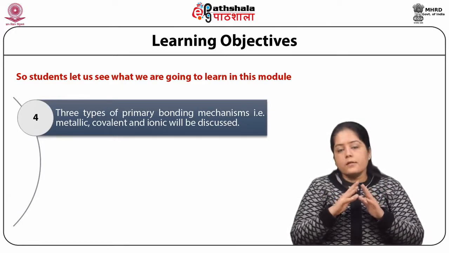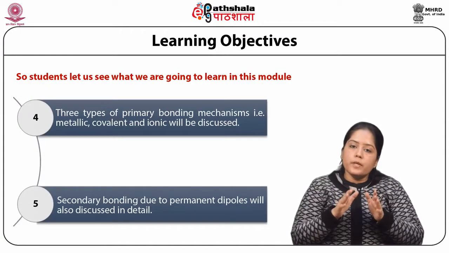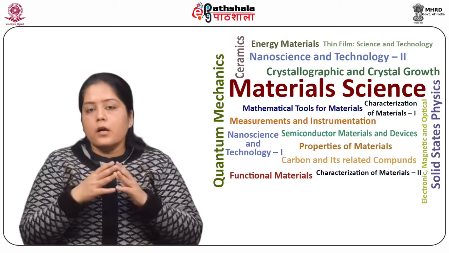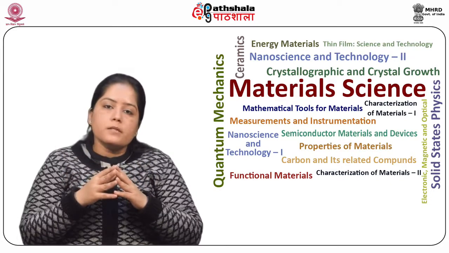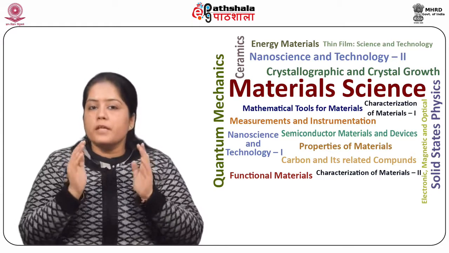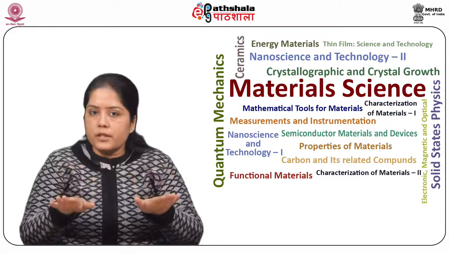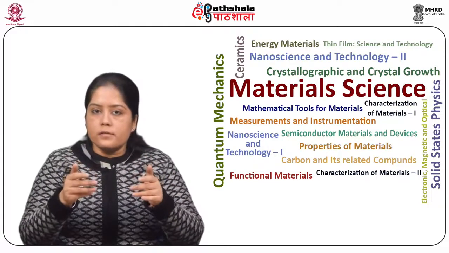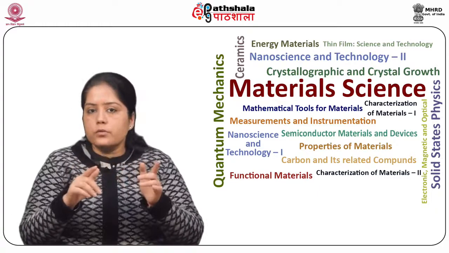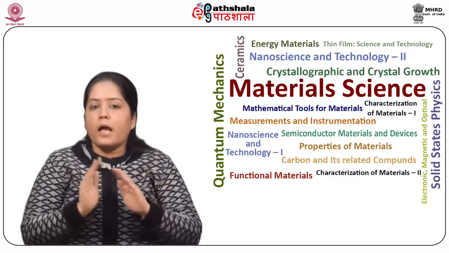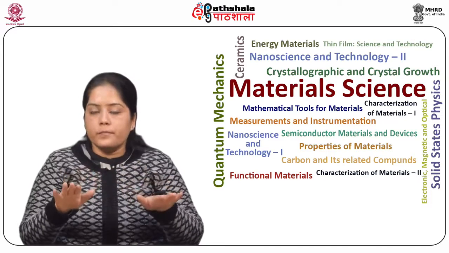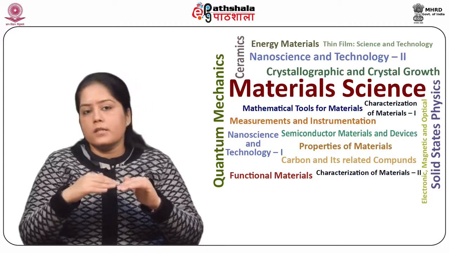Lastly, we will discuss the secondary bonding due to permanent dipoles. So students, let us start with a brief introduction about the module. The properties and the behavior of materials are largely determined by the nature of chemical bonding between the atoms. Bonding arises because of electrostatic interaction between the atoms due to the presence of positive and negative charges in such a fashion that any material system assumes a lowest energy state in equilibrium.